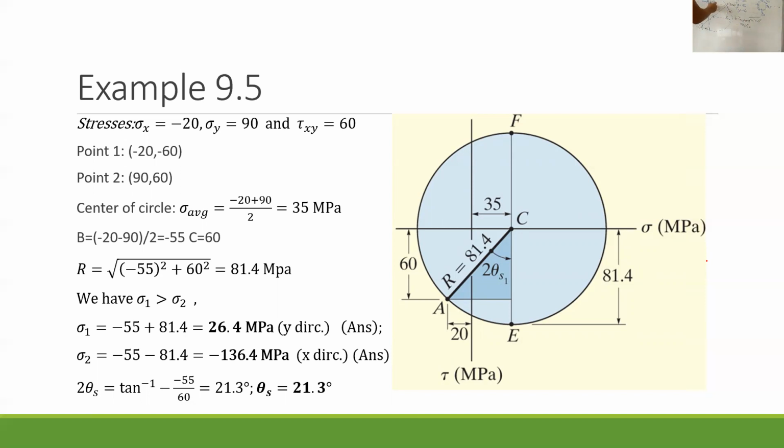We need this angle. So they are wondering about that angle. In here, this is the 2 theta s. We are not wondering about theta p. So tangent 2 theta s is equal to b divided by c. B is going in this direction, so this value is positive.